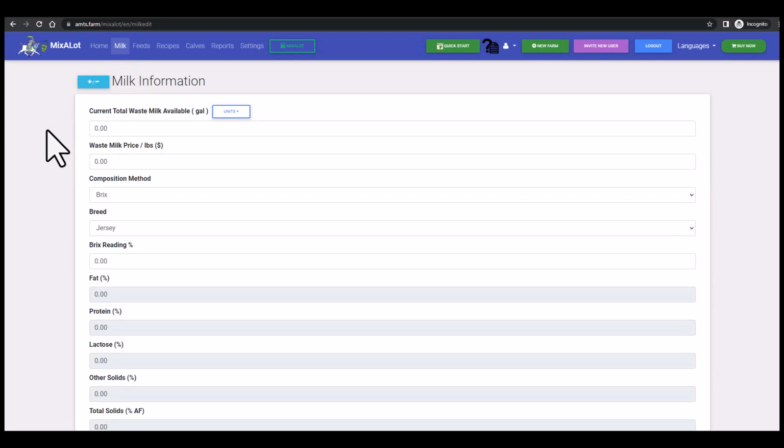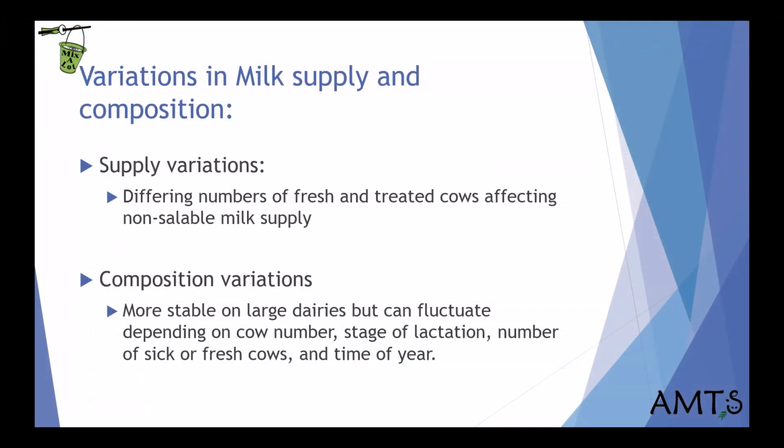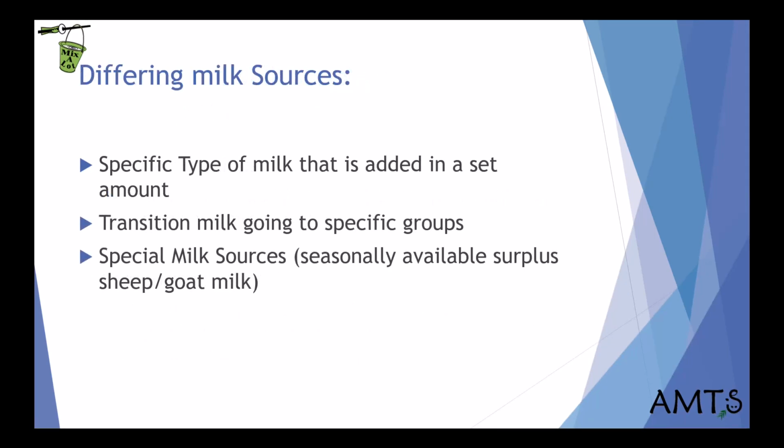This page captures the milk in the recipes that is variable by nature. Many farms will use transition milk or non-saleable milk in their calf feeding plan. By its nature, this is a source of variation in the diet. There may be a large amount one day, a smaller quantity on another. It may be high in solids one day and much lower in another. If you have milk sources that you want to go to specific groups in set quantities, you need to set them up differently. I'll cover that information in the feed screen.